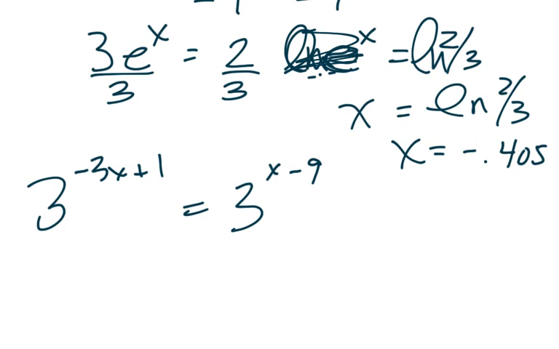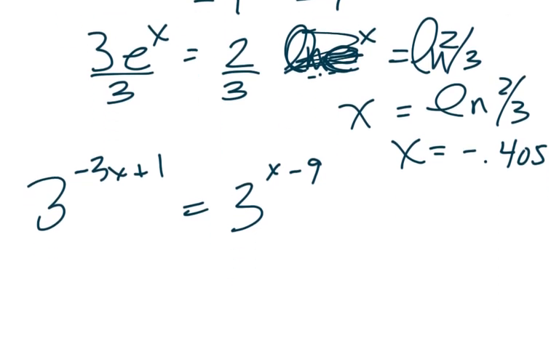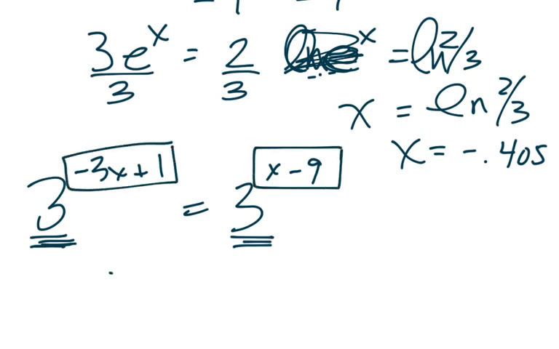Now, here's something interesting. We could go ahead and take the logarithm of both sides, but I want you to look at the bases that you see here. This has a base of 3, and this has a base of 3. Well, when the bases are the same, then you can just take the exponents and set them equal to each other. So negative 3x plus 1 has to equal x minus 9.